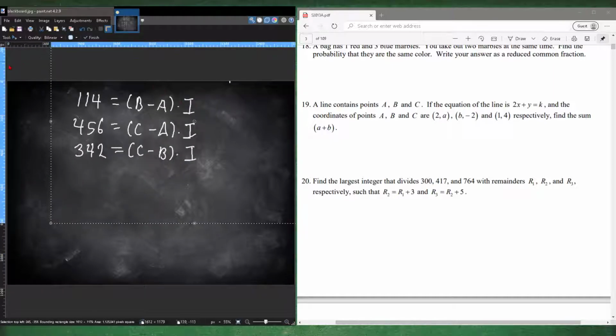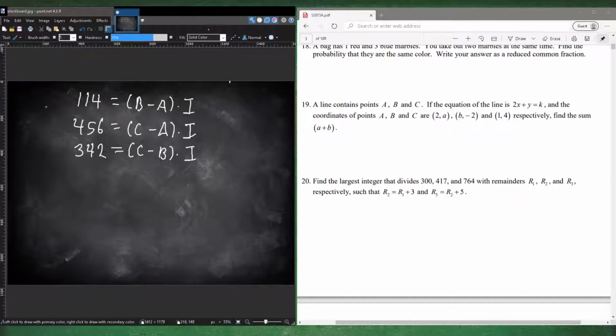So now we have to think about this kind of logically. Why do I do all this? Well, the reason is that if we look at these numbers, we have 114 equals some kind of difference times an integer. If we divide 114 by B minus A to get an integer, that tells us I is a factor of 114, and B minus A is also a factor of 114. So if we want to find I, we have to find factors of 114, and we do the same thing with this.